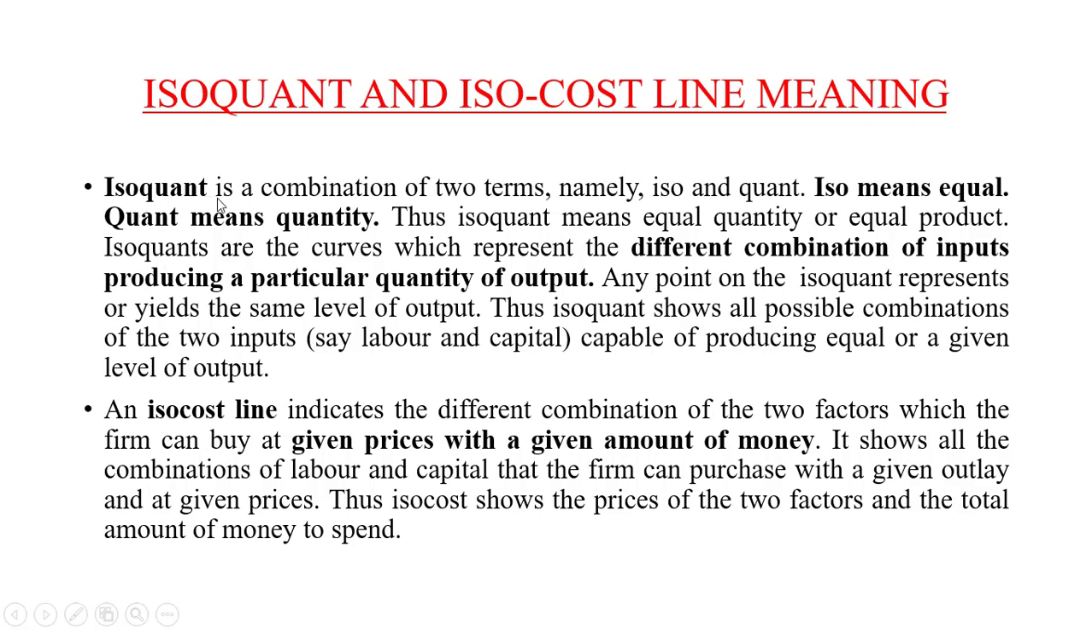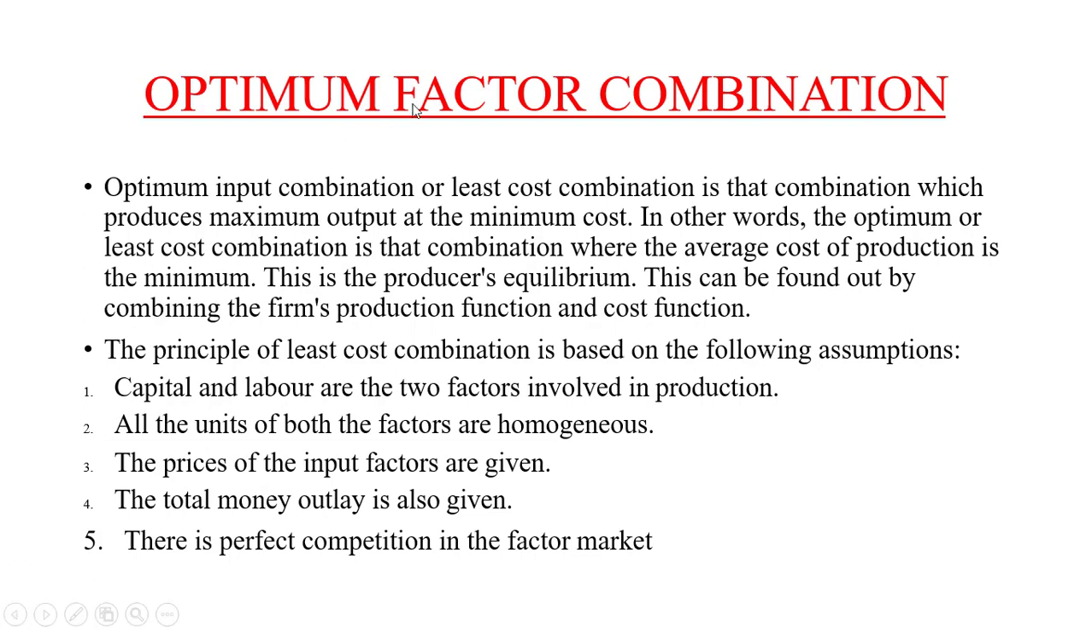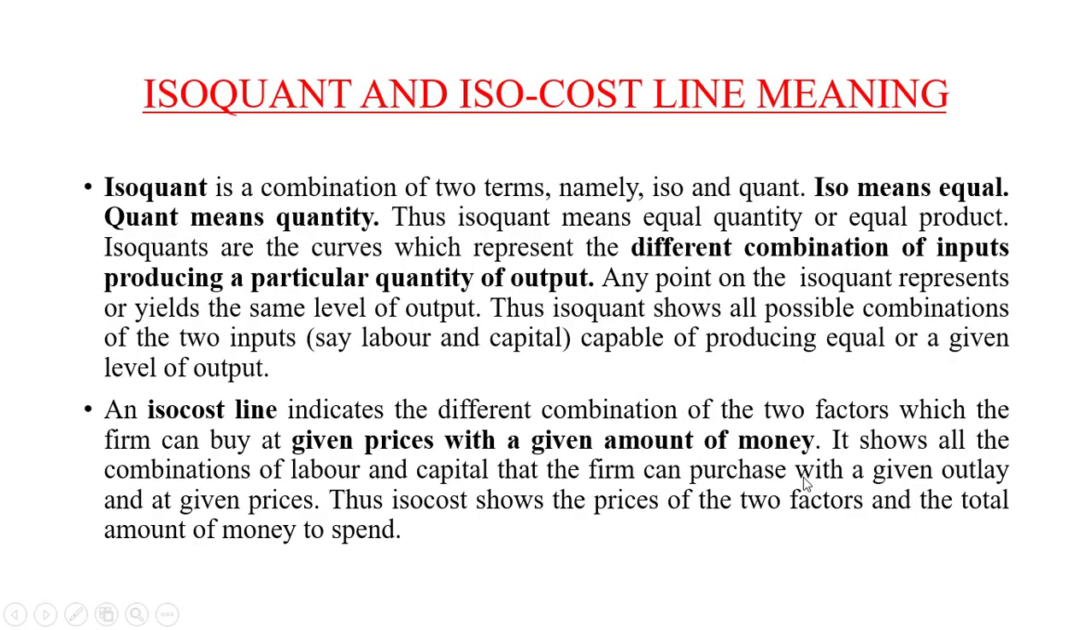So isoquant is the combination of inputs. They just see the combination, that is the labor and the capital and how much they can produce. And isocost line is how much labor and capital you need to do the production function. So these two concepts are very important to know the real meaning of this optimum factor combination. So hope you have understood this topic. Thank you.